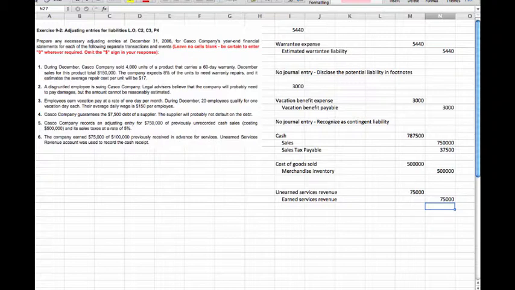Okay? So that's how we would solve each of those different transactions and determine whether we need to do a journal entry or not to recognize the transaction. Sometimes we're recognizing an activity or recognizing an obligation. Sometimes we're adjusting that obligation to reflect activity that's occurred during the year. So now let's go on to the next problem and see how we do with that.